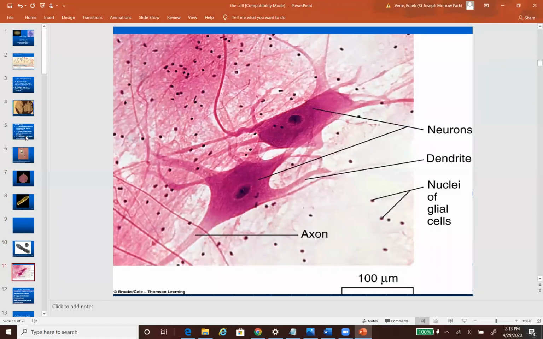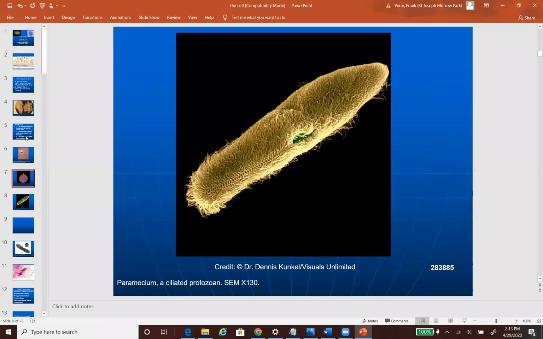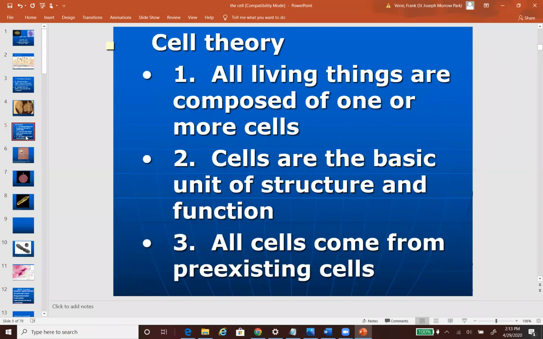This is a neuron. This is a nerve cell. It would have come from a pre-existing cell that gave rise to it. So all cells come from previous cells. I guess we could say the only exception would be the first cell, right? The first cell would have to come from something that wasn't pre-existing. That's a topic for a different date.